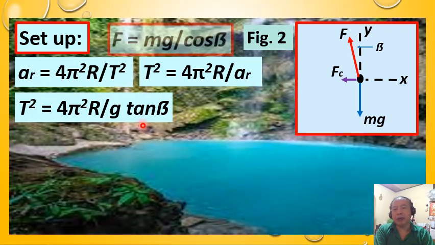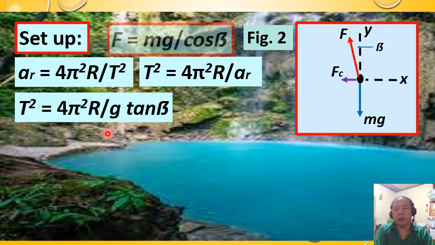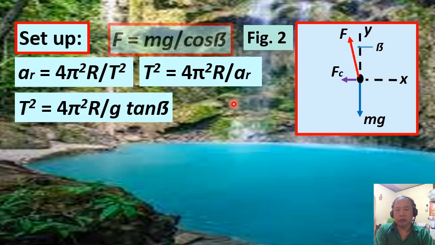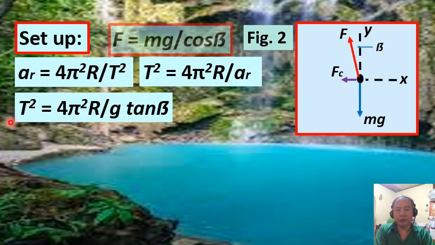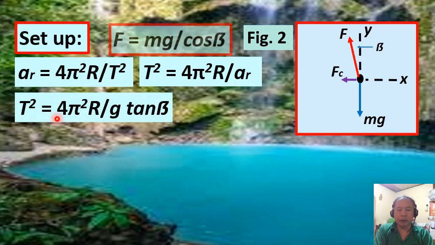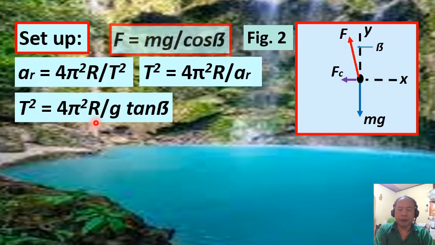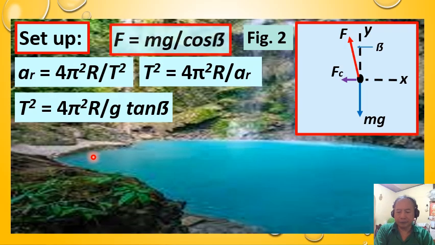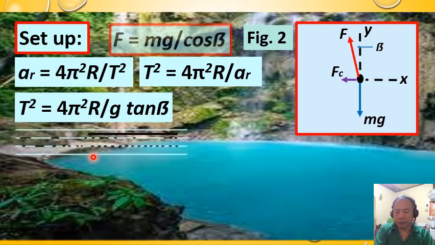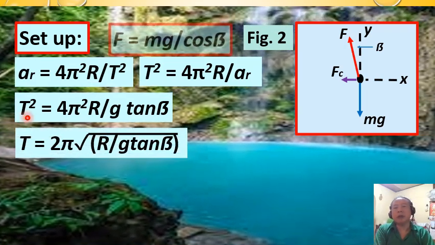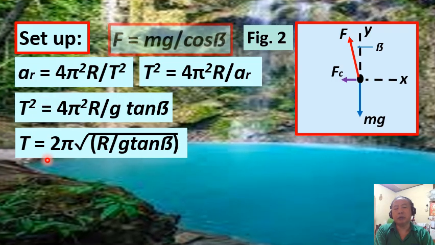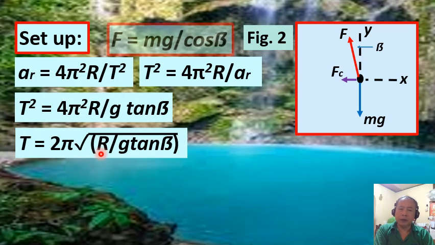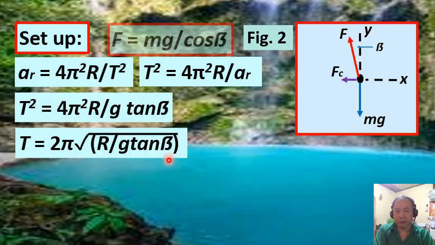Replacing a sub r in terms of the product of g and tangent beta, which we obtained earlier, T squared becomes the product of 4 pi squared and the radius big R divided by the product of g tangent beta. Getting the square root, we get T equals 2 pi multiplied by the square root of the radius big R divided by g tangent beta.